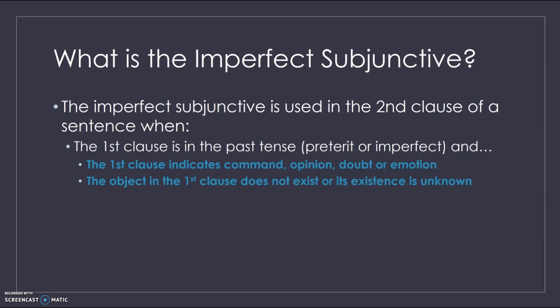If we're looking at the sentence and we're saying, hey, the object in the front half of the sentence does not exist, or we don't know if this object exists, and the front half of the sentence is in the past tense, well then verb number 2 has to be the imperfect subjunctive. And finally, whenever we have a type 1 adverbial expression, we have to use the subjunctive. So in this case, if the front half of the sentence is in the past tense and we have a type 1 adverbial expression, we have to use the imperfect subjunctive.